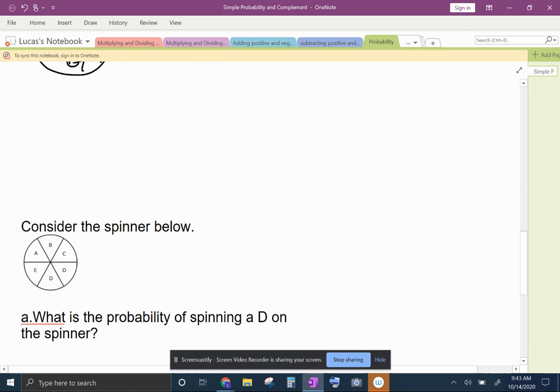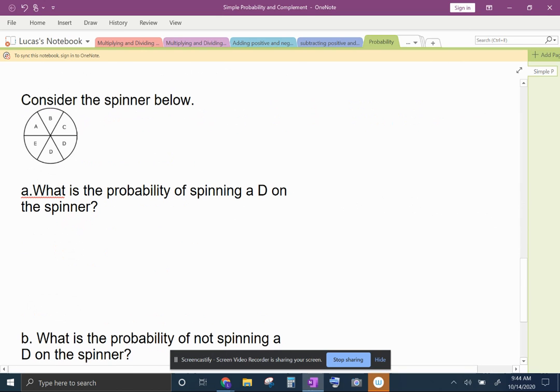Okay. Now let's look at this spinner. So let's consider the spinner below. There's A, B, C, D, 2 D's here, and E. Okay, but how many parts are there? There's 1, 2, 3, 4, 5, 6. 6. Each letter has 1 except for the letter D, which has 2. So these are the type of things I need to notice before I start working on problems like this.